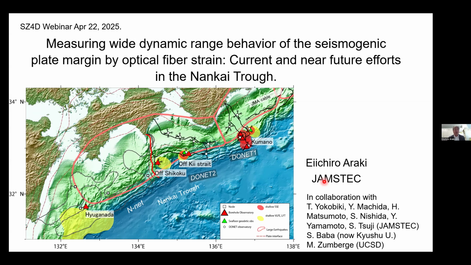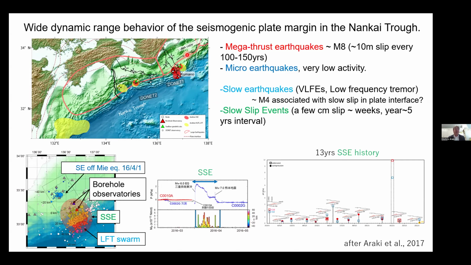So here's a map of the Nankai Trough area, the margin of the subducting Philippine Sea Plate into the Japan Islands, causing megathrust earthquakes every 100 to 150 years. The rupture zones of these earthquakes are outlined by the red contour here, and the last large earthquake occurred in 1944 in the Tonankai area, and in 1946 in the Nankai area, resulting in severe damage to Japanese society by the strong earthquake motion and following tsunamis.